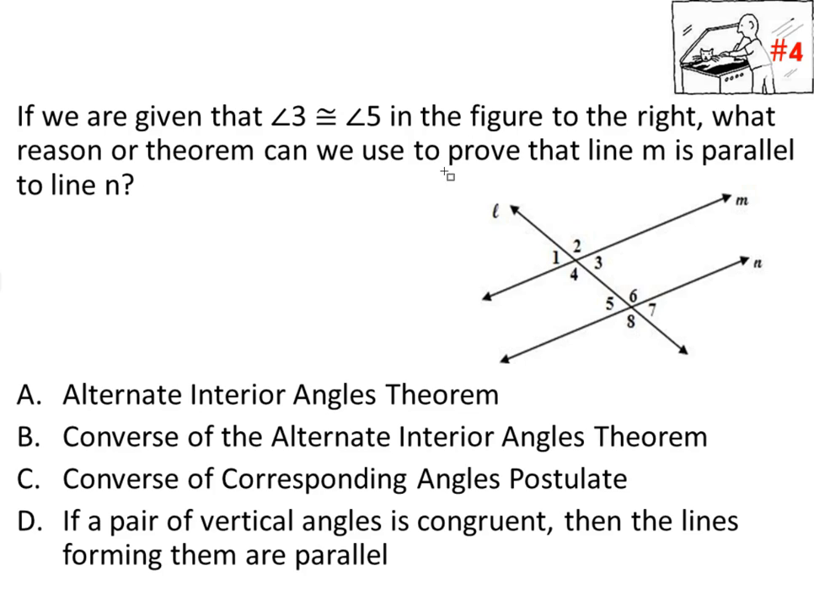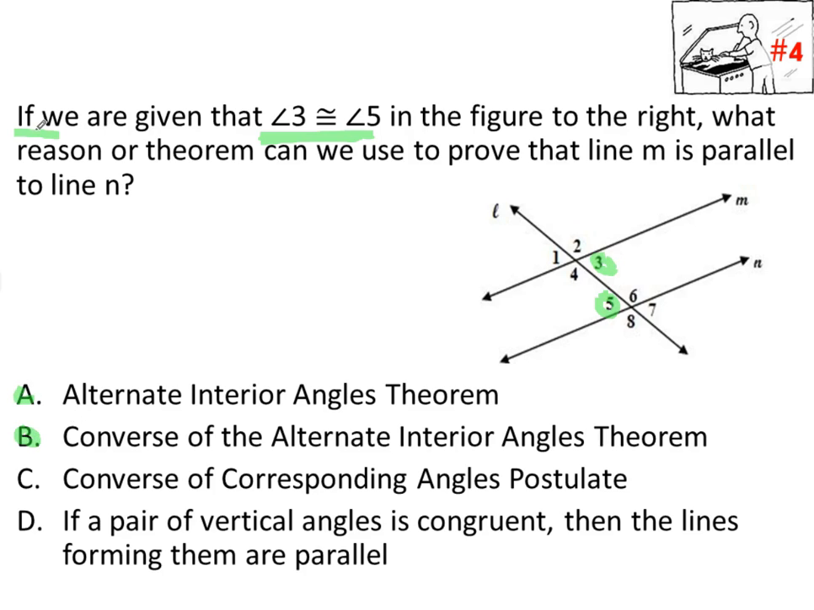If we are given the angle 3 and 5 are congruent, so if the angles are congruent, which theorem is going to show us that the lines are parallel? So when you are comparing two angles, think, okay, what is their relationship? They are interior angles, and they're on opposite sides. These are interior alternate angles. So the answer is going to be A or B.